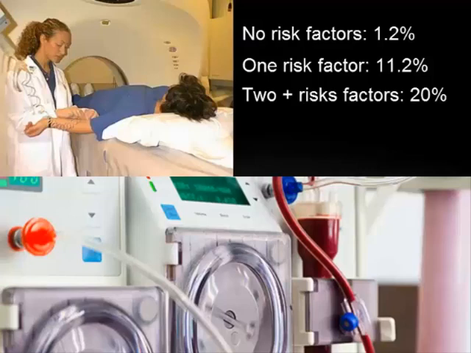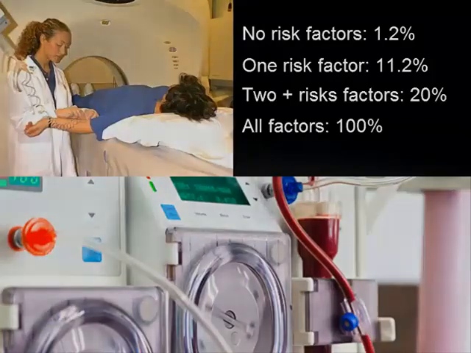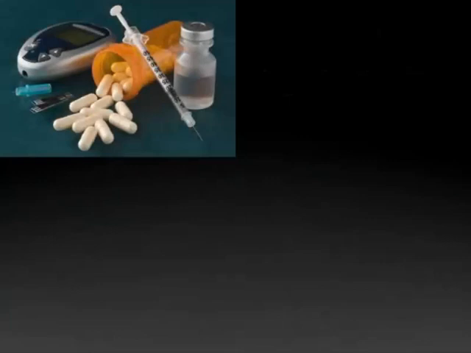Further, when all risk factors were present, the risk of CIN was 100%. Studies have confirmed that pre-existing renal insufficiency is a significant risk factor for CIN. If high osmolality contrast medium is used, even patients with mild renal impairment may be at some risk. Diabetes mellitus has long been considered a risk factor for CIN.